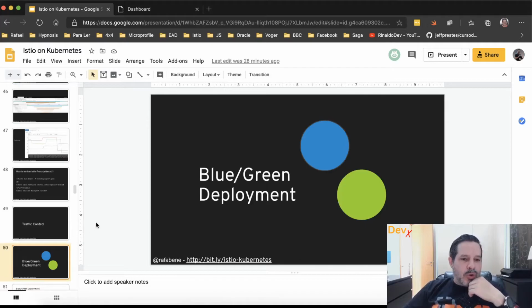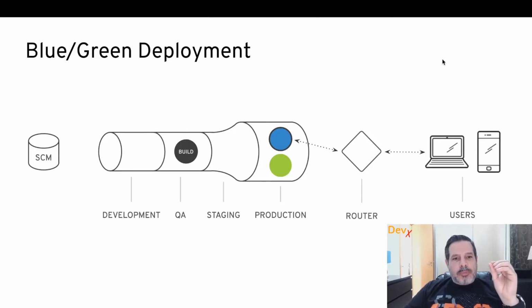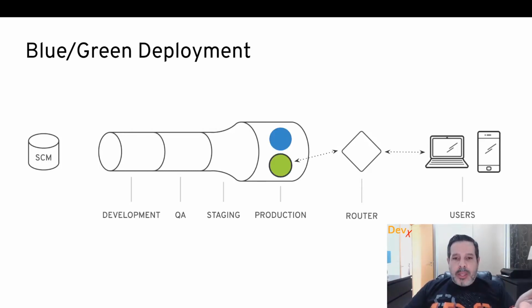Let's see what else we can do. We can do traffic control. We can perform a blue-green deployment. So what is a blue-green deployment? A blue-green deployment is when you get your source code and place it on production in a parallel environment, that we usually call blue or green. And once this is running on production, we can just switch the traffic from one version to another. If something goes wrong, we just change the traffic to the other version that's also running on production.